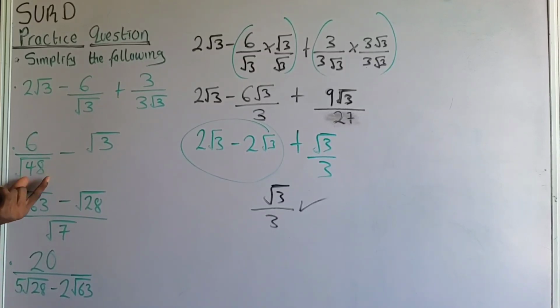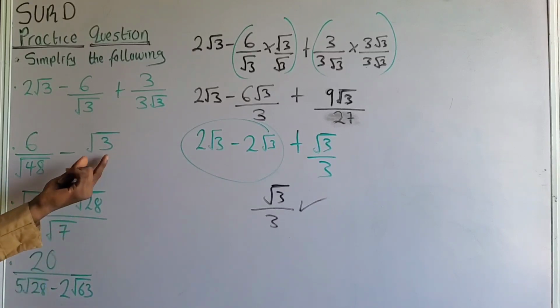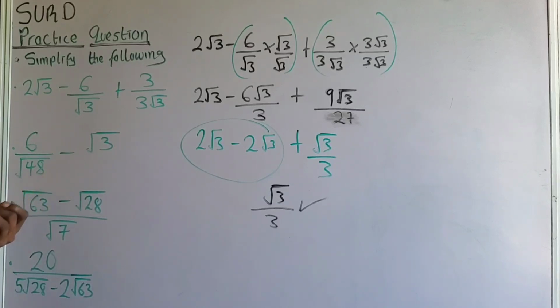To solve this second question, you have to express the square root of 48 as its largest square. Are you getting it? Because I have root 3 here, that means I'm going to look for something that I can multiply by 3 to give me 48. And what will that be? That will be 16. You understand?